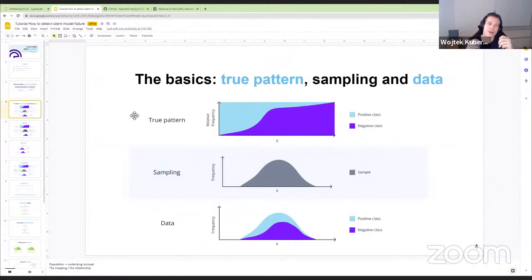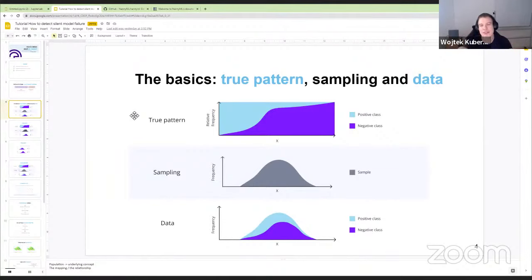So to give you a high-level intuition, we're going to start with what we're actually trying to do when we develop a machine learning model. What are the core components here? The first component is the true pattern that exists in the world. You can see it here with an example: there's feature X, and there is some kind of binary variable, which can be either positive or negative. And we see as X increases, the chance that a given point belongs to the negative class also increases in a sigmoidal fashion.